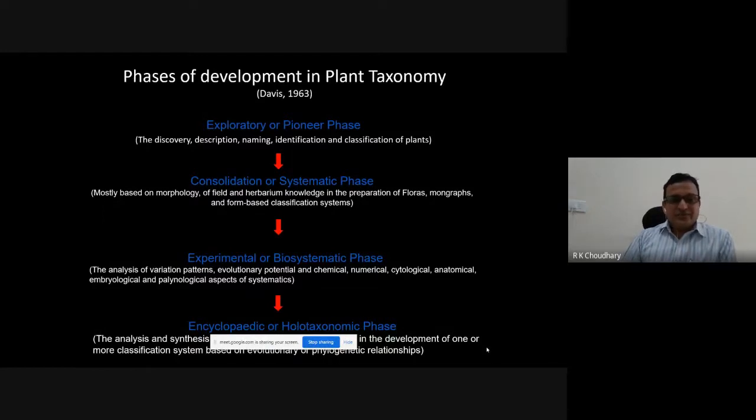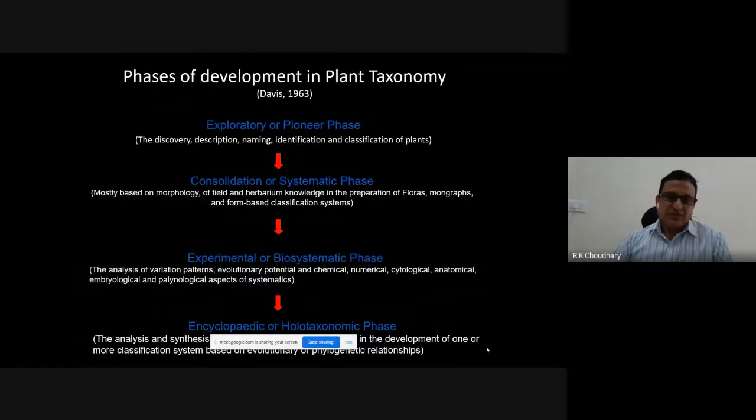After that, we moved ahead and started making floras, doing monographs, and proposing different classification systems. That phase was called the consolidation phase or systematic phase. We moved further and started taking data from different chemical compounds, and numerical taxonomy was introduced. Then we took data from cytology, anatomy, embryology, palynology, combining them and proposing a new system of classification. That phase was called the experimental or biosystematic phase.